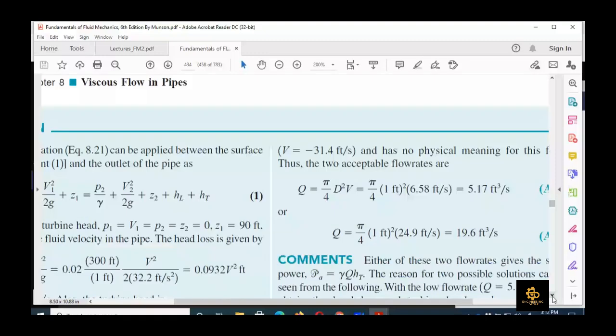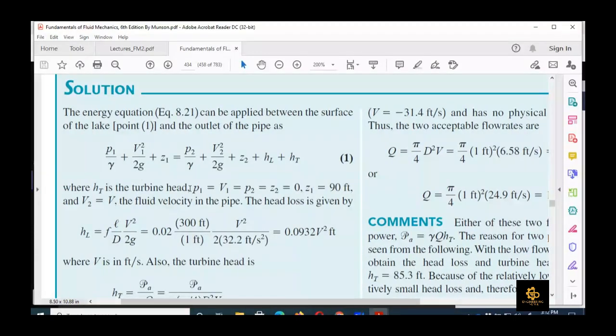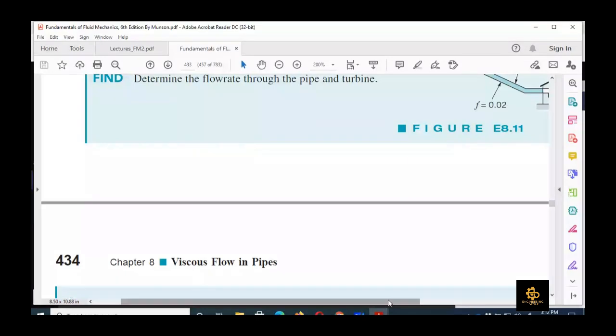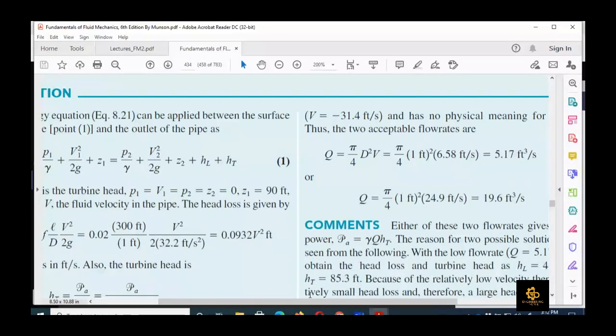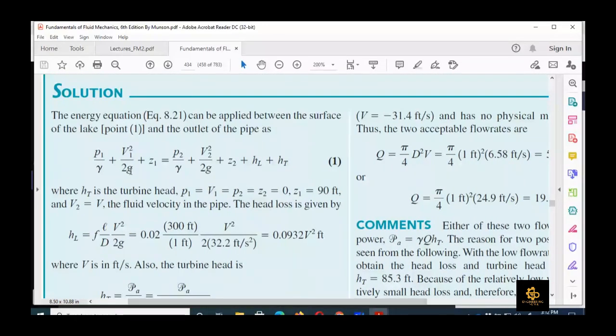Now if we put in the values in this equation, as I have just explained: pressure at location 1, pressure at location 2, V1 and Z2 are equal to 0, Z1 is equal to 90 feet, and V2 is equal to V. Why is V2 equal to V? Because it is a free jet going out into the atmosphere, so V2 can be taken as the same velocity which is inside the pipe. Now, first of all, HL is equal to f times L upon D times V squared upon 2g. Since we don't know the velocity value, we cannot calculate HL in numerical terms. We can only calculate it in terms of velocity, because velocity is repeating here.